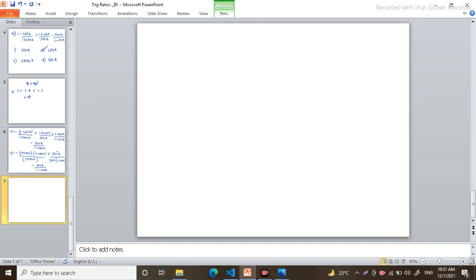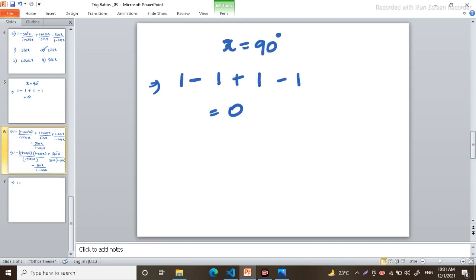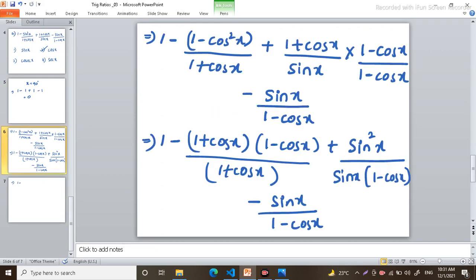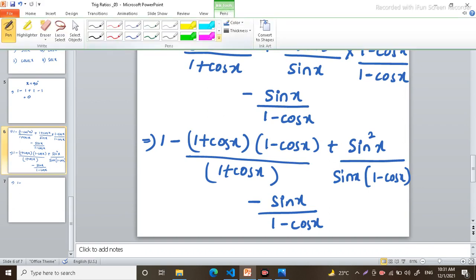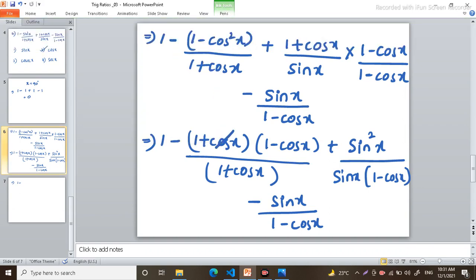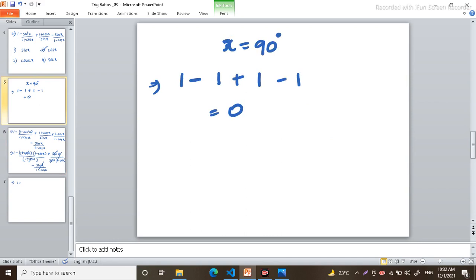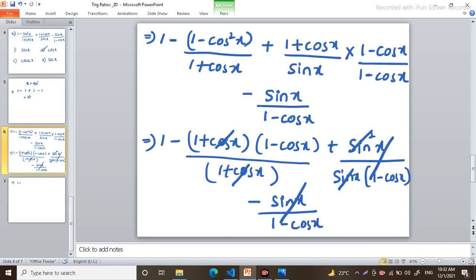Next here, what I'll do, see here, this and this get cancelled. This value 1 plus cos x and 1 plus cos x get cancelled. Here sin x and sin x will get cancelled. Remaining will be sin x divided by 1 minus cos x. This is plus and this is minus. So the remaining part will get cancelled, and the only part remaining here is, what is remaining?